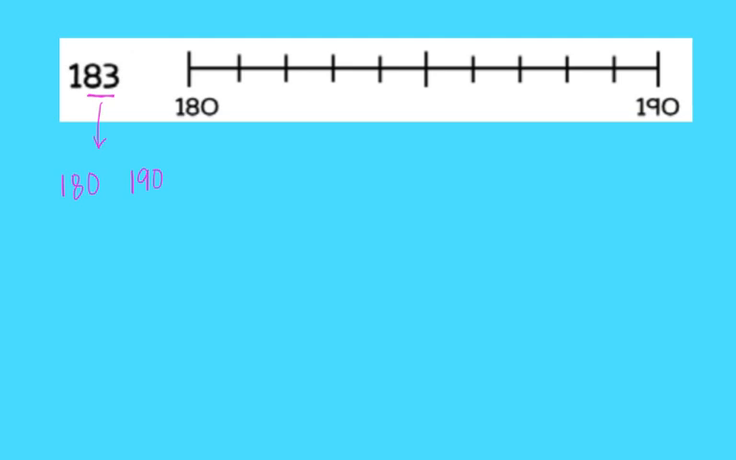So if I have 183, and this is 180, and this is 190, this would be 181, 182, 183. So we're right here. And you can see it's less than halfway. Halfway would be 185. So it's going to round down to 180.